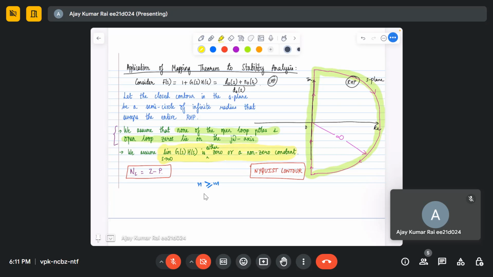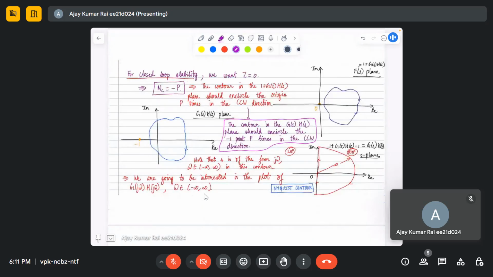If you put the limits, that will be either 0 or a non-zero constant. When we are putting the limit of s tending to infinity in G(s)H(s), what does it mean? We are accounting for this region in the s plane. If you go into the F(s) plane, this entire infinite semicircle region will correspond to a single point, and that single point can be 0 or some non-zero constant.